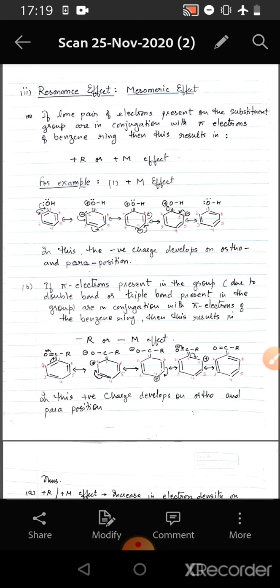Then the next effect is resonance effect or mesomeric effect. If lone pair of electrons present on the substituent groups are in conjugation with pi electrons of the benzene ring, then this results in plus R or plus M effect.